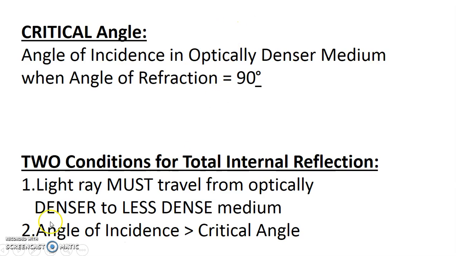And of course, the second condition for total internal reflection is that the angle of incidence is greater than the critical angle.